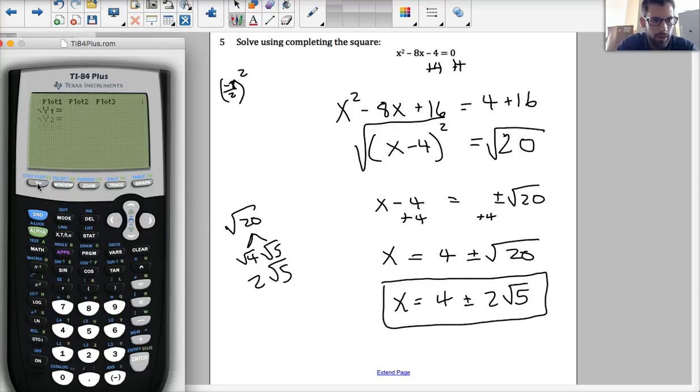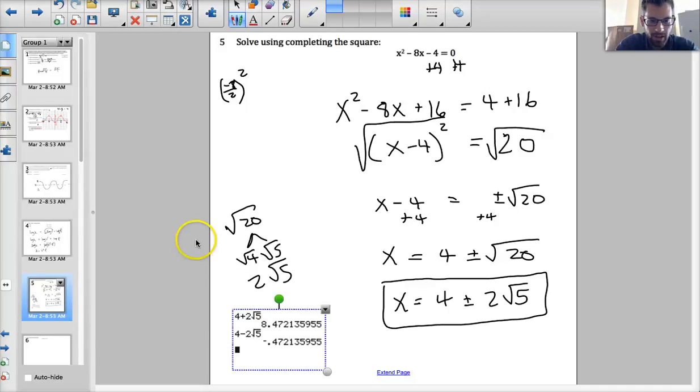So then I'm going to go into here and I'm going to graph x squared minus 8x minus 4, set it equal to 0. And then I'm going to see where they intersect. And I get the minimum is negative 0.47. And I guess if I want to find the minimum, I'm going to have to do 4 minus 2 radical 5. And I believe that is what I wanted.